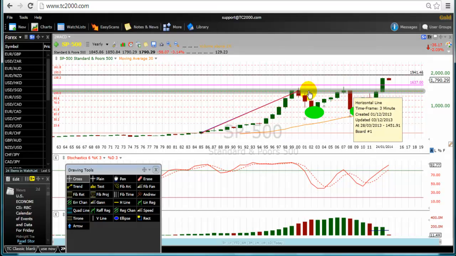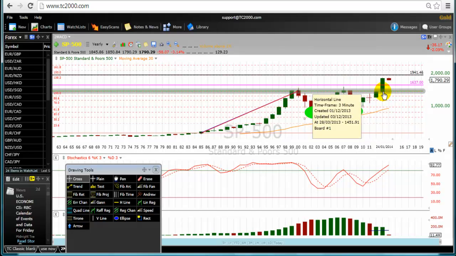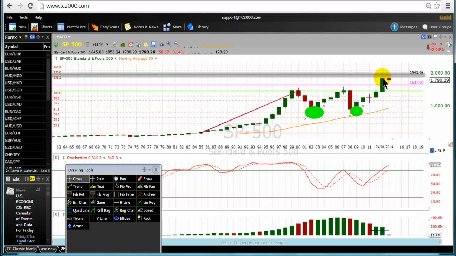Provided that this resistance here is kaput. Yes, it is kaput, and the candle is closed. Wait for the candle to close. If you are trading a breakout on a 50-minute chart, a 50-minute candle should close. If you're on a 30-minute chart, a daily chart, a monthly chart, or a yearly chart, the candle must close. Here, it's closed bullishly. So we have a breakout.